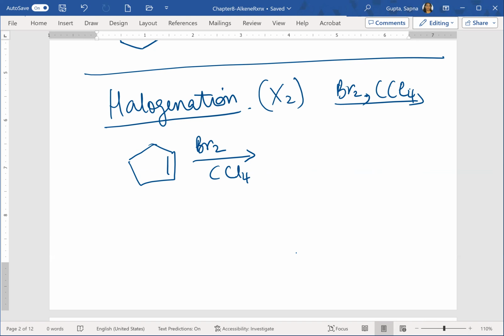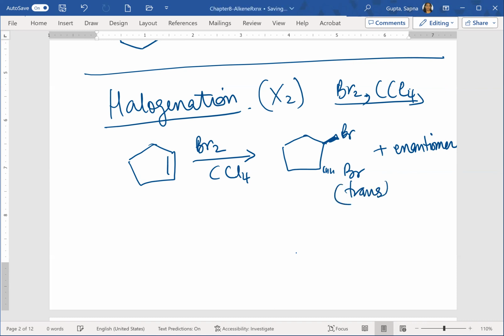So here, when we do this reaction, this is what we end up getting. It's important that you write the stereochemistry as I'm writing it. And you also get the enantiomer, plus enantiomer, so you have the bromides going in the other directions. And this is a trans relationship. So you never get a cis.